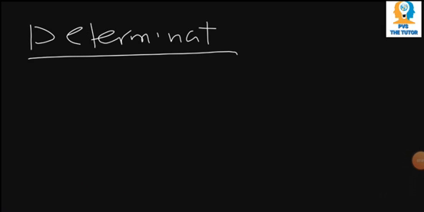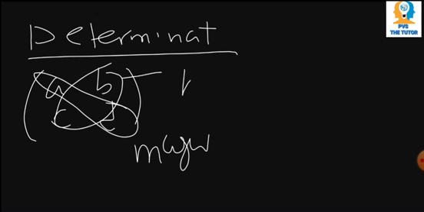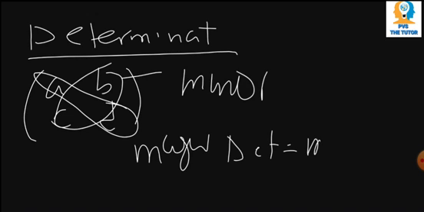Determinant. How do we find the determinant of a matrix? So if this is a matrix, we have this diagonal known as the major, and we have this diagonal known as the minor. So determinant is equal to major diagonal minus minor diagonal.